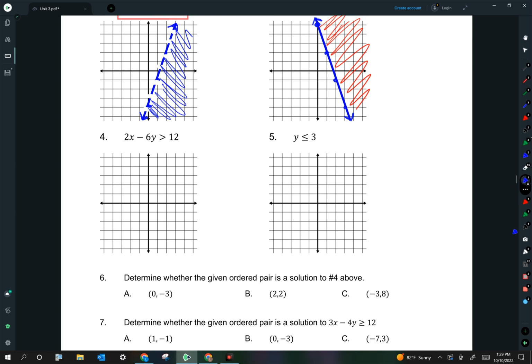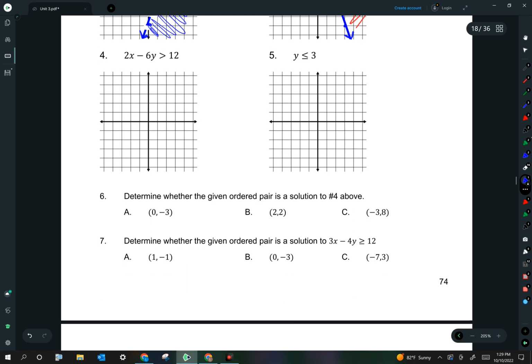So the first thing I have to do, just like we did in the last grading, is solve for y. So I'm going to subtract the 2x. I've got negative 6y, keep the greater than, negative 2x, and then that's a plus 12. Okay? So in order to solve for y, I'm going to need to divide by negative 6. So divide everything all the way across by negative 6. So on the left, I just have y.